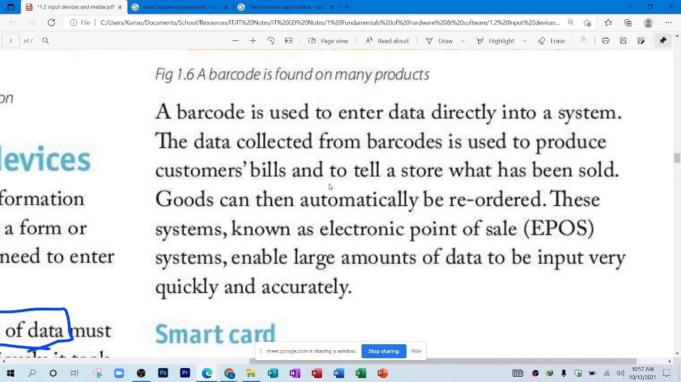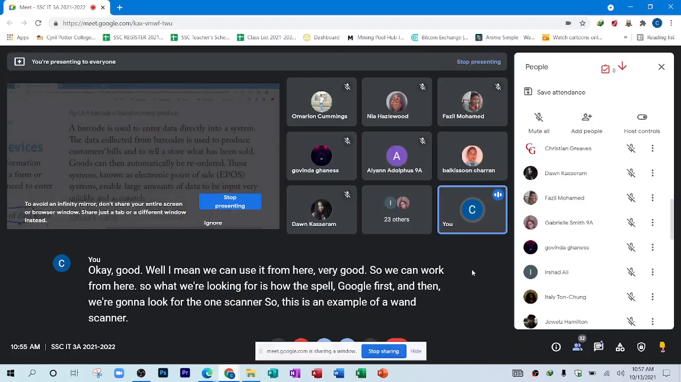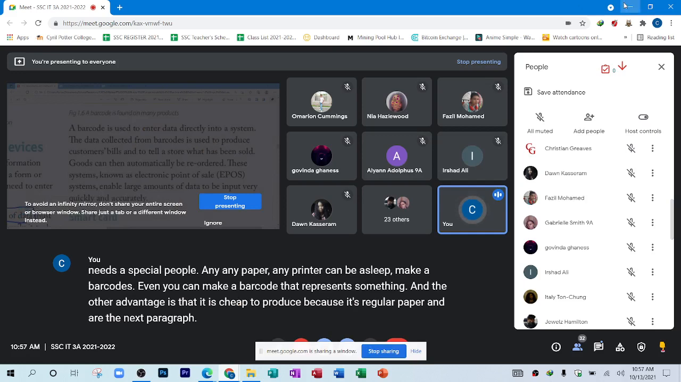Alright, the next paragraph. Irshad, can you read that for us?